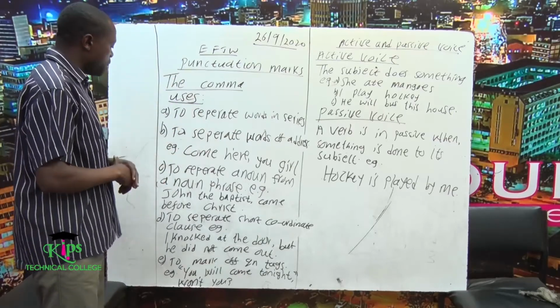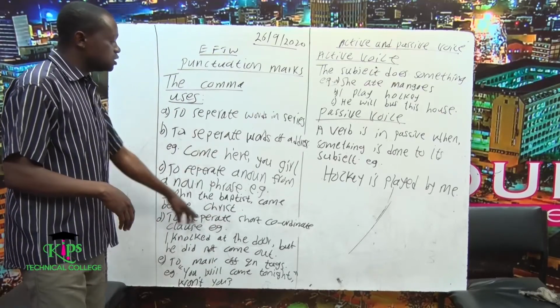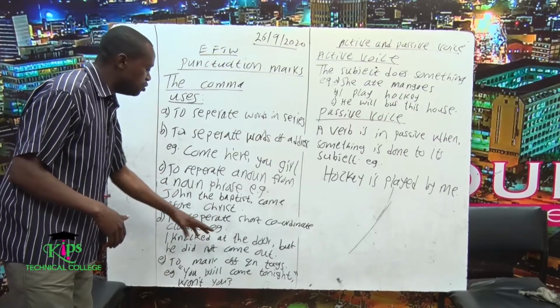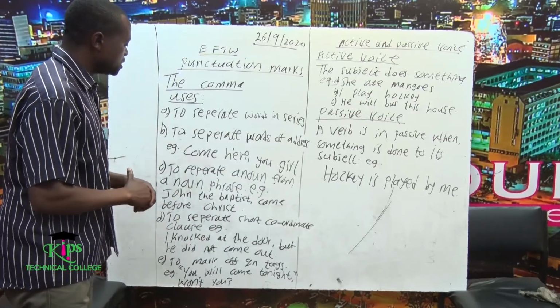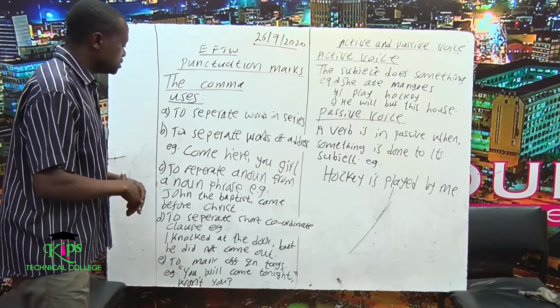Another function of a comma: to separate short coordinate clauses. To separate short coordinate clauses. And I've given an example. I knocked at the door, comma, but he did not come out.